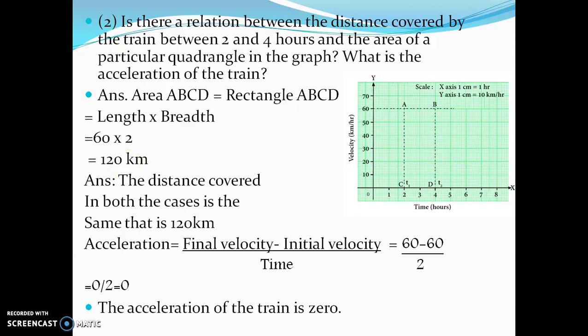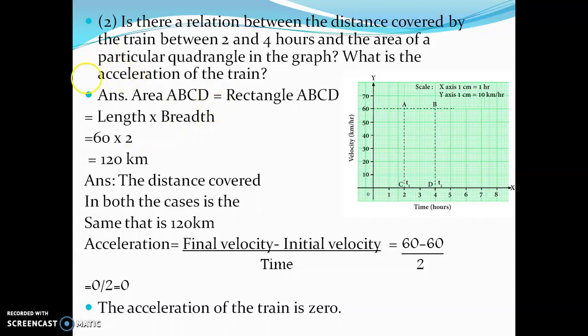So, see in the previous one, we got the distance covered as 120 kilometer. Now also we got the distance covered as 120 kilometer. So the distance covered in both the cases is same, that is 120 kilometer.